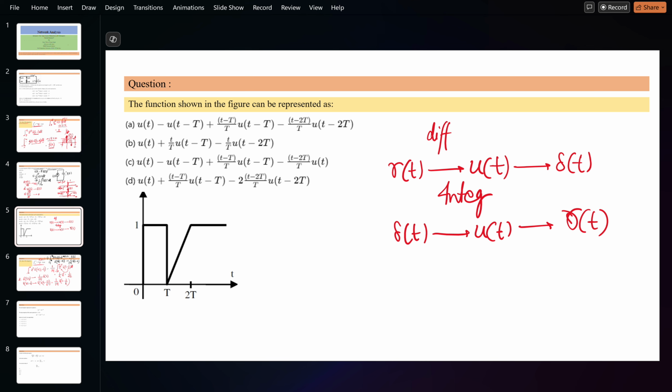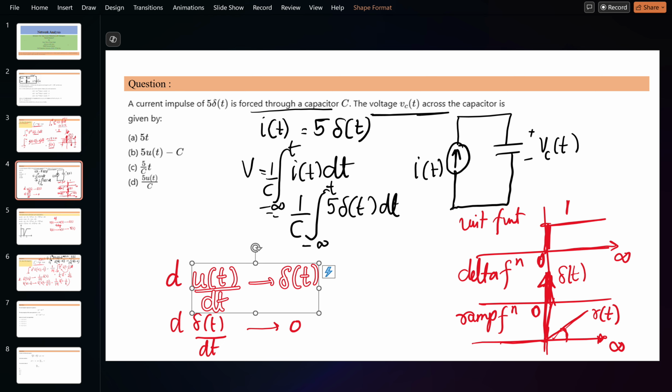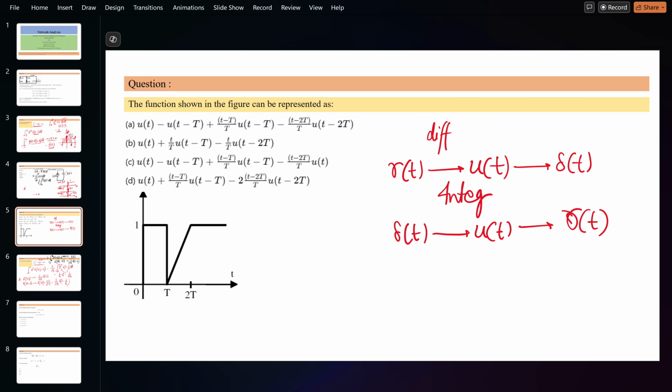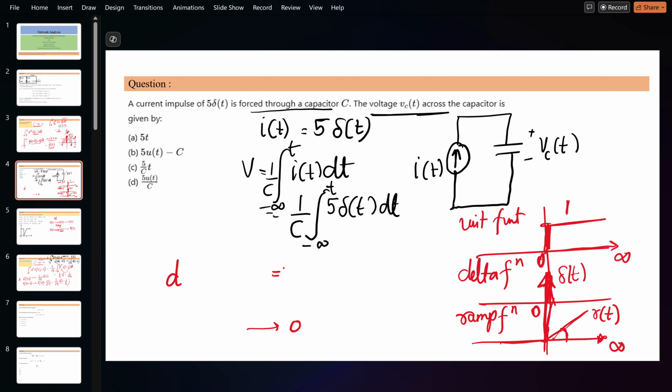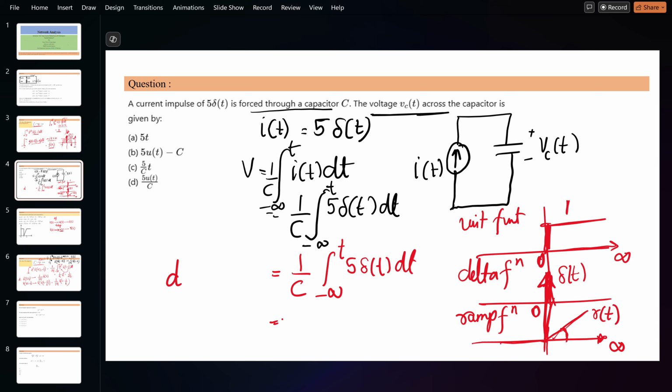Okay, so let's solve this problem. Here in the question, it is the integral of the delta function. The integral of the delta function will become u(t), as I have told from here itself. When you integrate delta t, it will become u(t). So similarly, when you apply it in this problem, it will be 1 upon c, minus infinity to t, 5 times delta t dt. So it will become minus 5 by c, and this minus infinity to t delta t will become u(t). So the correct answer will come out like this.